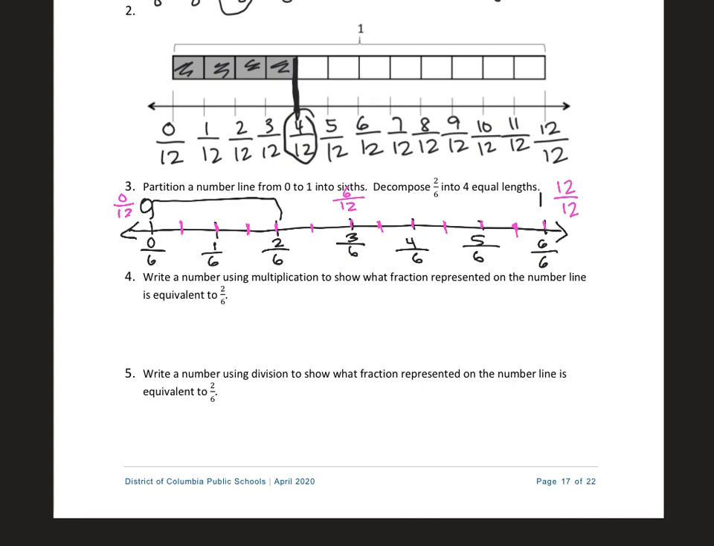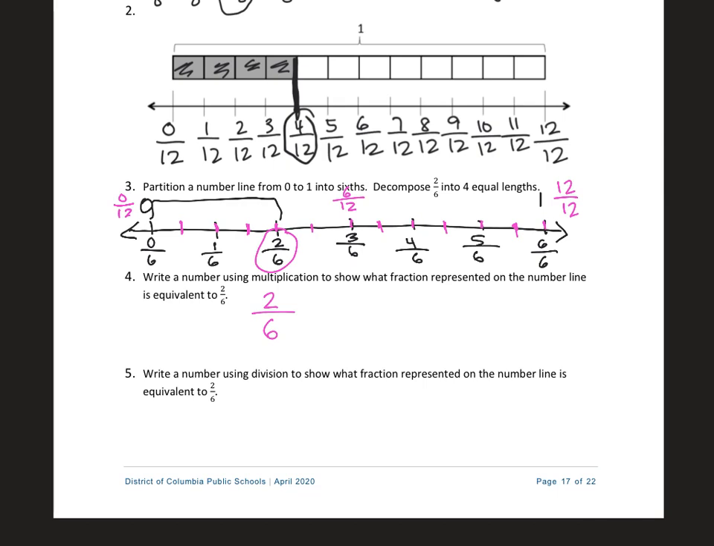So now it wants me to write a number sentence using multiplication to show what fraction represented on the number line is equivalent to 2/6. So we're looking at 2/6 and we want to know, okay, what fraction is equivalent to 2/6? I want you to think, okay, when we decompose this, right, we decomposed it into 4 equal lengths.